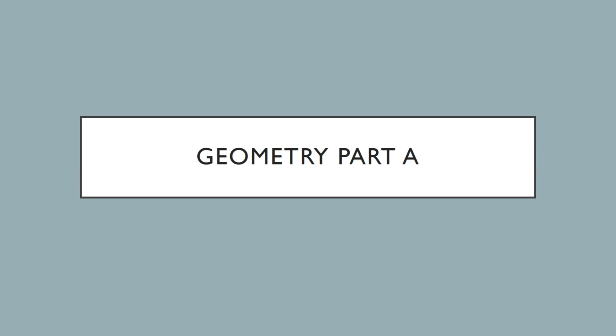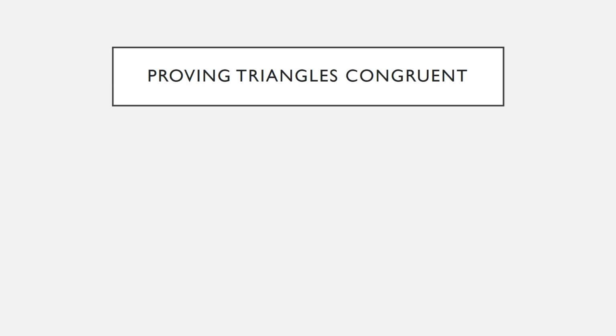This is Mr. Rowe. We're taking a look at geometry, part A. This is lesson 9, and we're going to look at how to prove that triangles are congruent. And we're going to use a flow proof. So this will be a change from our standard 2-column proof. So let's take a look at what we're doing. We've got proven triangles are congruent.